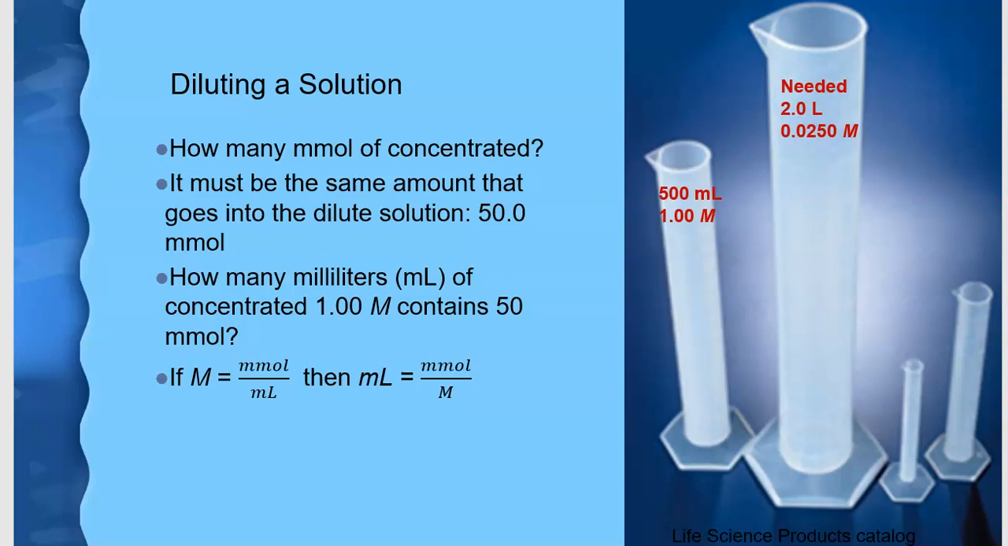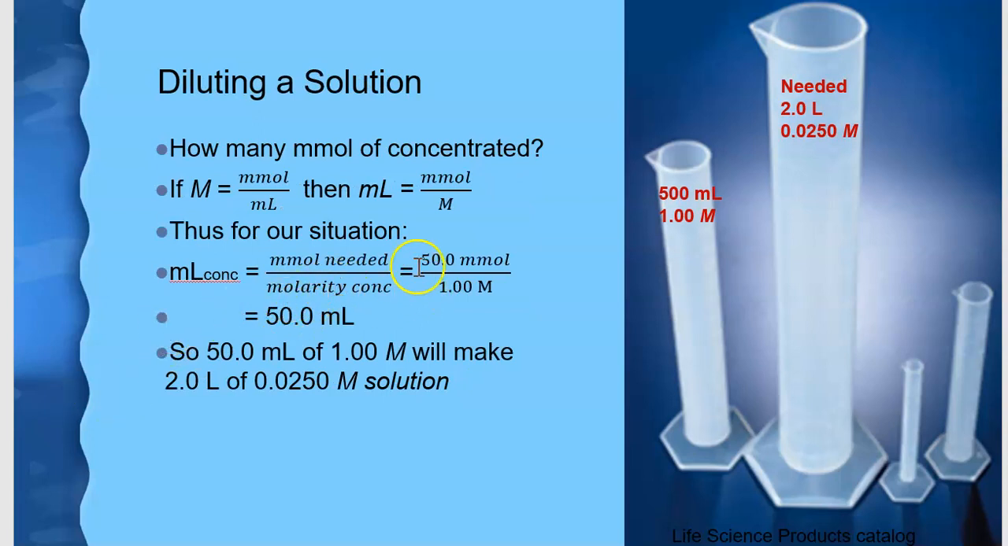And it's going to have to be the same number of millimoles as what I needed for my dilute solution. When I dilute something, I'm putting water in. I'm not putting in any more hydrochloric acid. So if I need 50 millimoles, then I need to get 50 millimoles worth of my concentrated solution. And remember we said if molarity is millimoles over milliliters, then algebraically millimoles over molarity will get me milliliters. So now let's see how many milliliters I need to get that 50 millimoles.